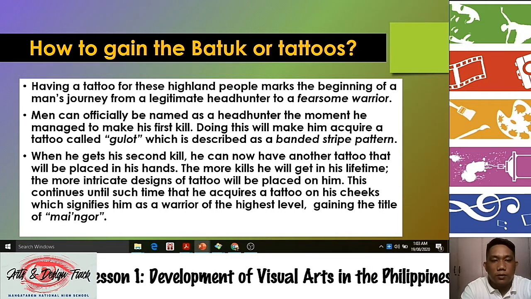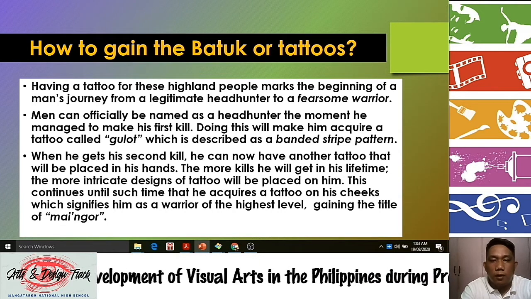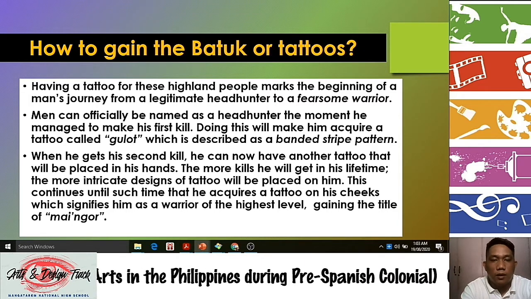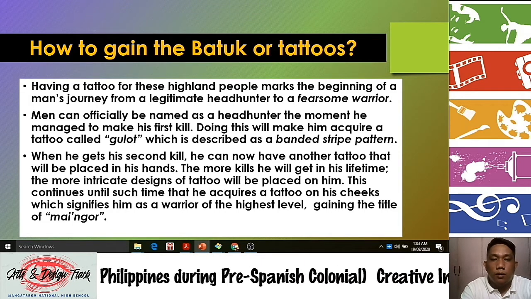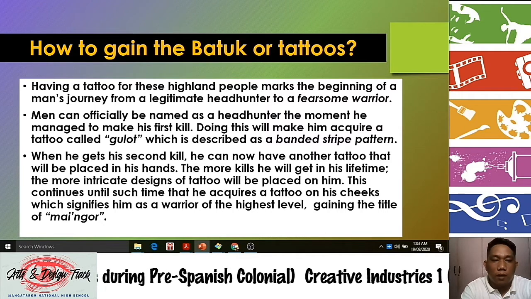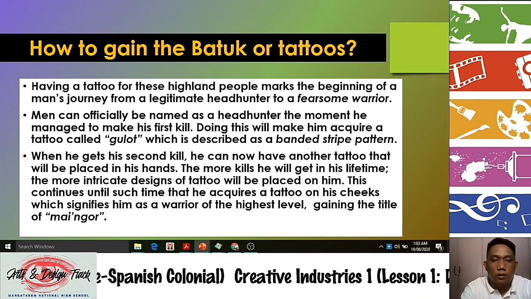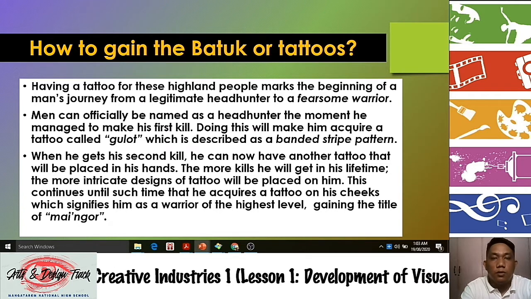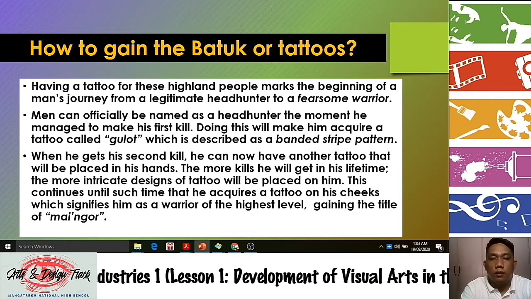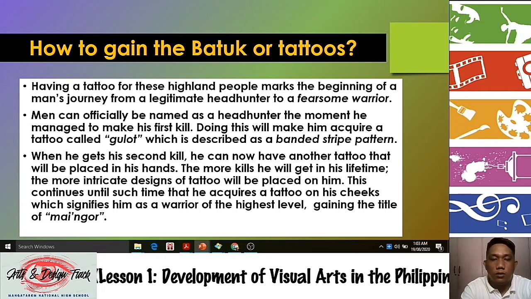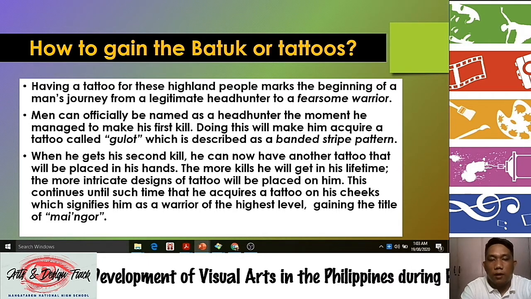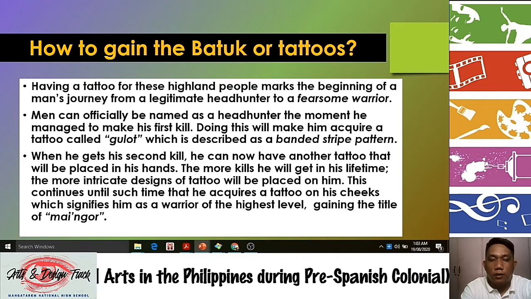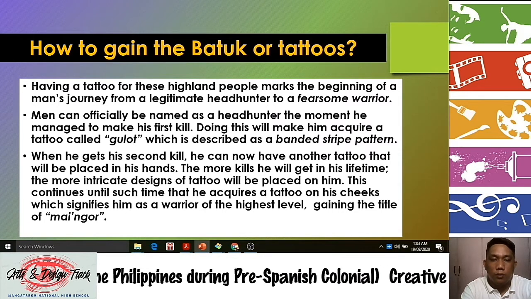When he gets his second kill, he can now have another tattoo that will be placed on his hands. The more kills he gets in his lifetime, the more intricate the designs of tattoo placed on him. This continues until he acquires a tattoo on his cheeks, which signifies him as a warrior of the highest level, gaining the title of Maingor.